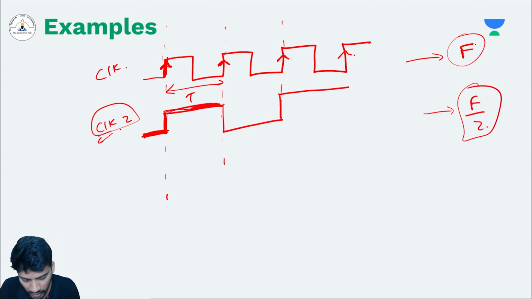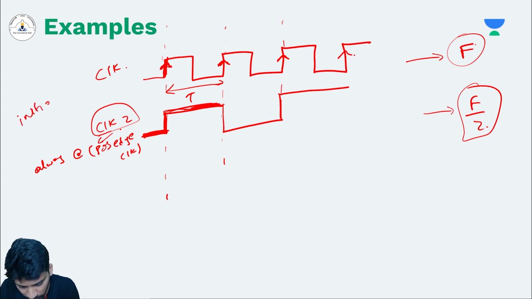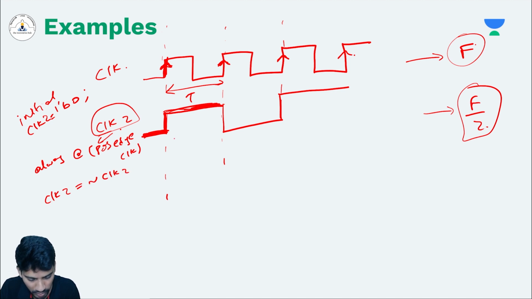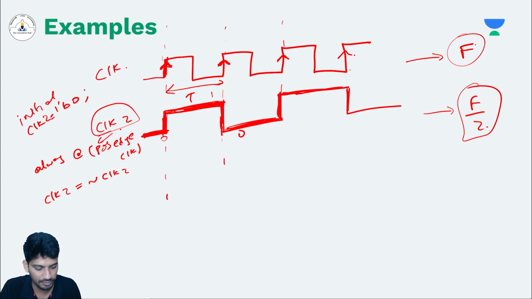So how to write this? You can write like this: always at the positive edge of the main clock, which is CLK. Initially you take clock 2 equals 1'b0, and always at the positive edge of clock you flip clock 2 to clock 2 bar. So initially it is 0, now at the positive edge it flips to 1, and at the second positive edge it flips from 1 to 0. This way you can get a clock of f by 2 frequency, right?